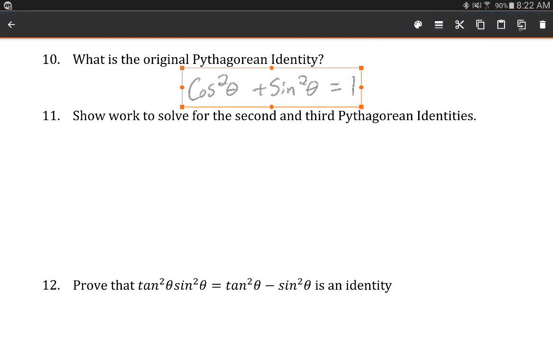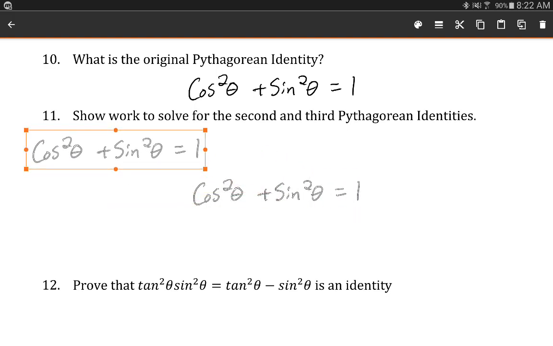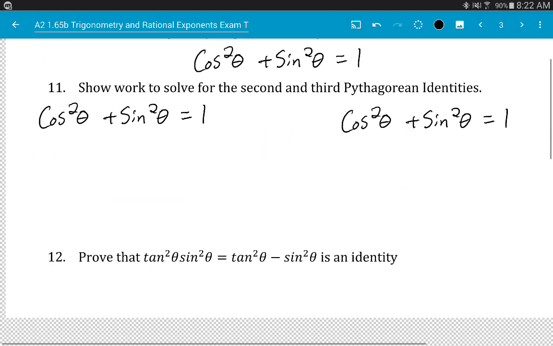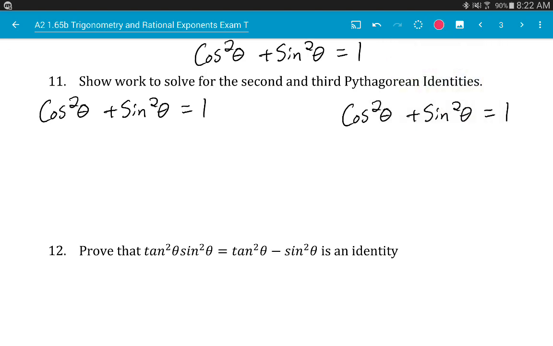Okay, so in both cases I'm going to have to start off with the original, so I'm going to make a couple copies of that, save myself the time of writing it. Here's how we find them. We divide everything by cosine squared. And on the second one, we're going to divide everything by sine squared.